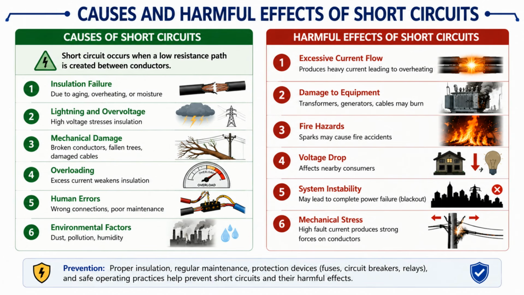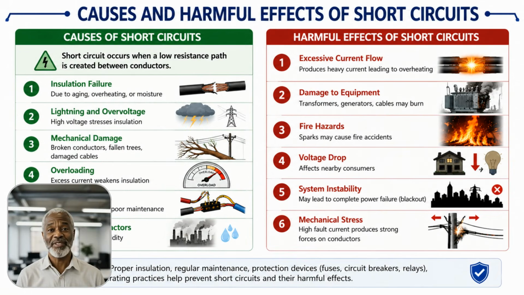3. Mechanical damage. Broken conductors, fallen trees, or damaged cables can also cause short circuits. 4. Overloading. Excess current causes overheating. 5. Human errors. Wrong wiring connections and poor maintenance can also create faults. 6. Environmental factors. Dust, pollution, and humidity reduce insulation strength. Harmful effects of short circuits. 1. Excessive current flow. A short circuit produces a very high current. This causes overheating of electrical equipment. 2. Damage to equipment.